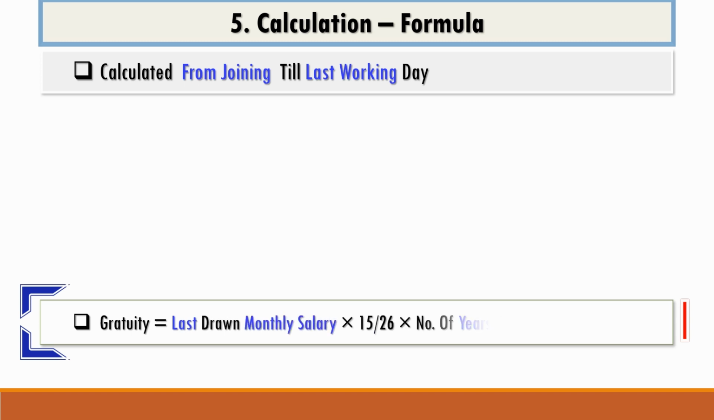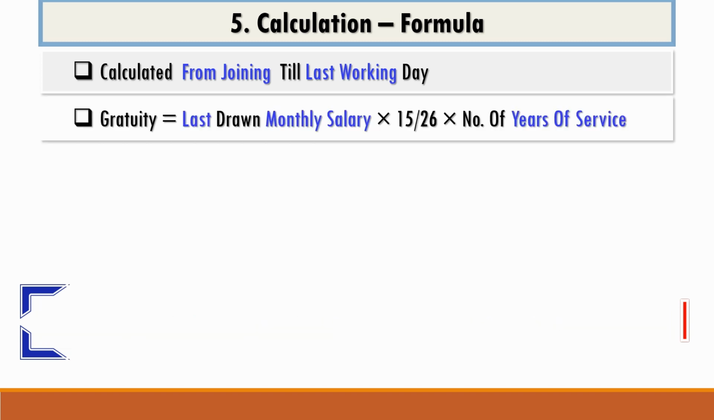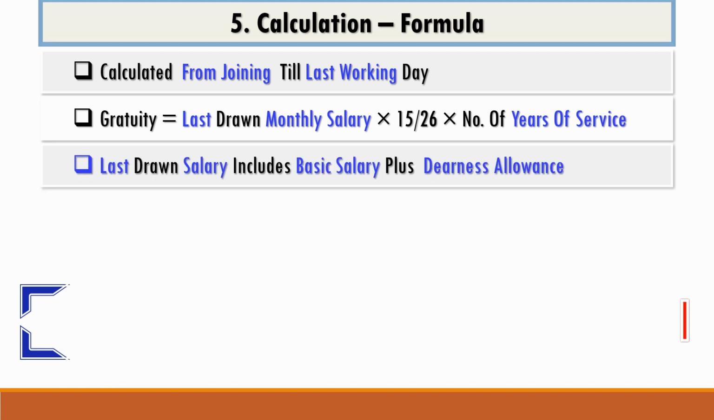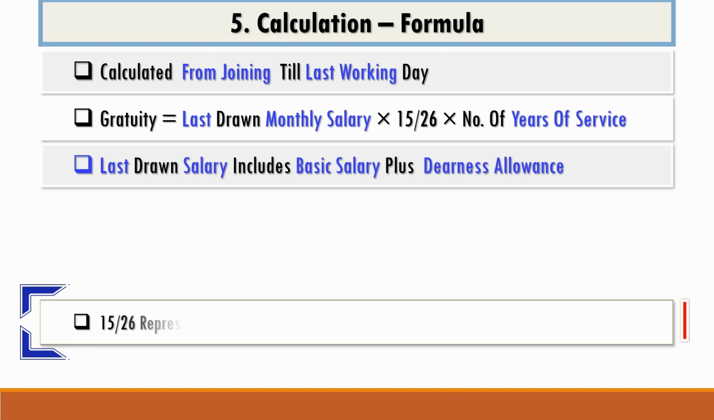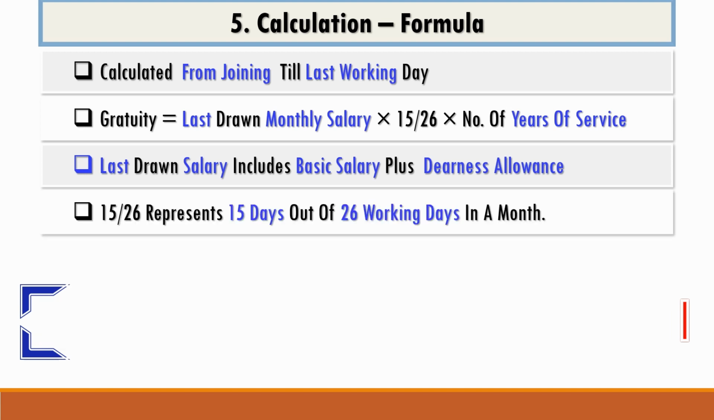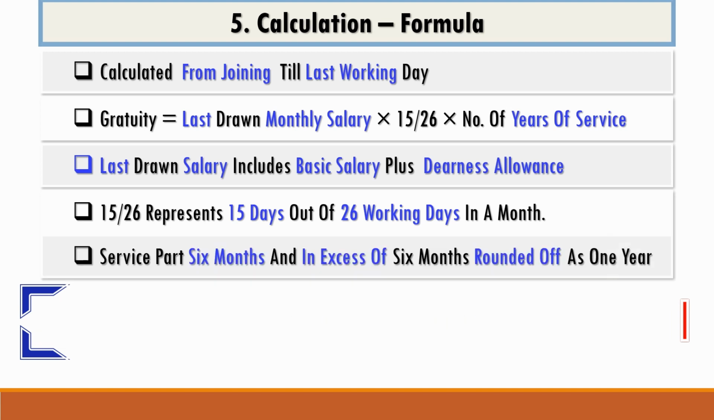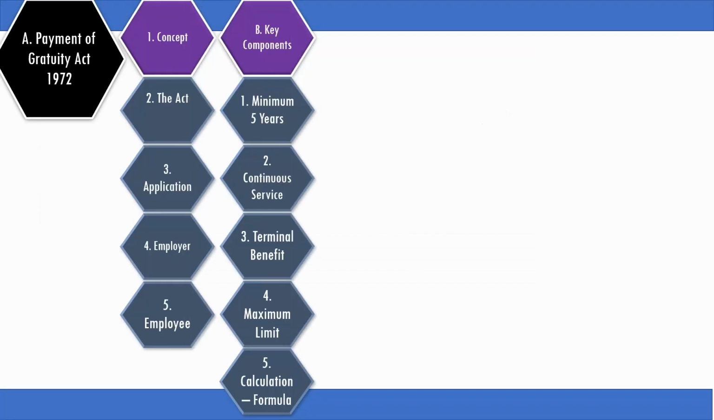Gratuity equals last drawn monthly salary into 15/26 into number of years of service. Last drawn salary includes basic salary plus dearness allowance. 15/26 represents 15 days out of 26 working days in a month, and service less than 1 year, if it is 6 months and in excess of 6 months, is rounded off as 1 year.